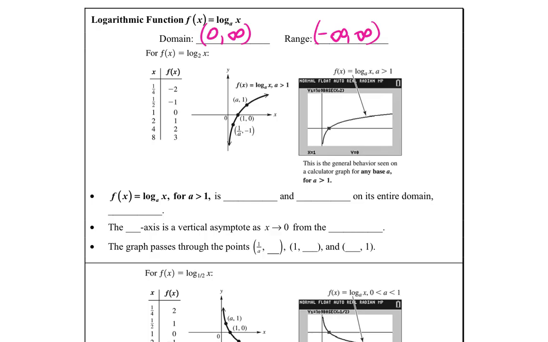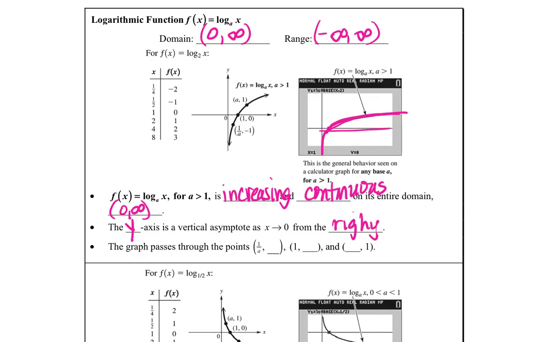If your base is greater than 1, it is increasing. And you can see that it's increasing and continuous on the entire domain. So as x gets larger, your y value will get larger. The y-axis is a vertical asymptote as x approaches 0. So as your x is approaching 0, it's going to reach that y-axis.